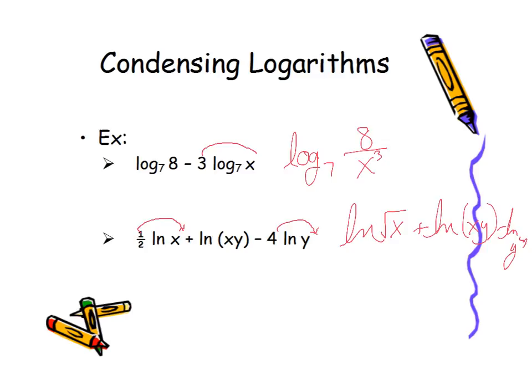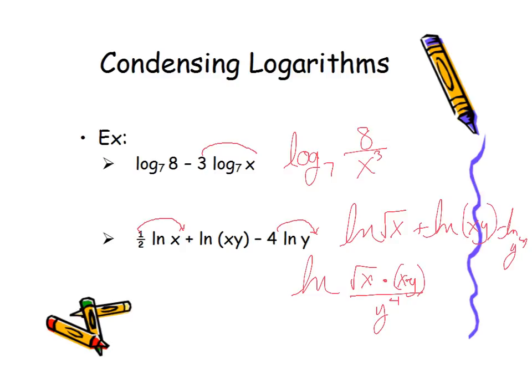Now we'll get rid of the addition and subtraction by turning those into multiplication and division. It's going to be the natural log of the square root of x. It's going to get multiplied by xy. You may want to put that in front of the square root of x. Either way is okay. But the next part is being subtracted, so that'll turn into division of y to the 4th. When I look at this, I notice that this square root of x is being multiplied by this x, being multiplied by this y.